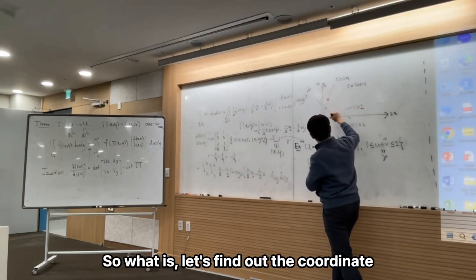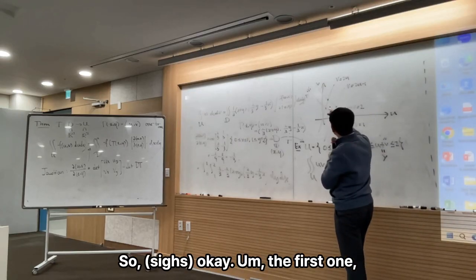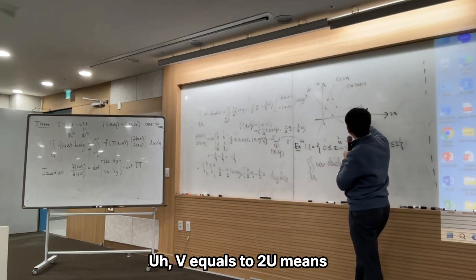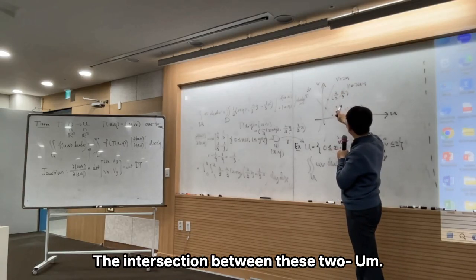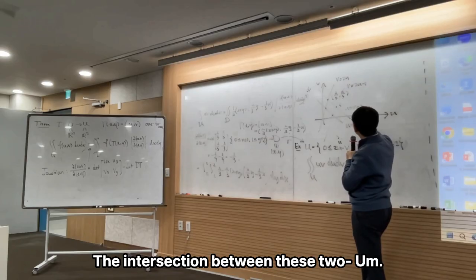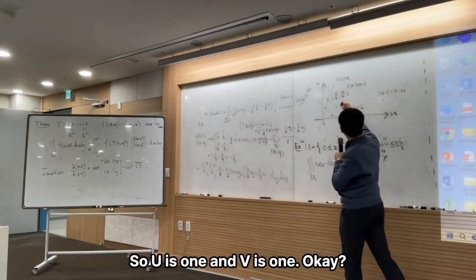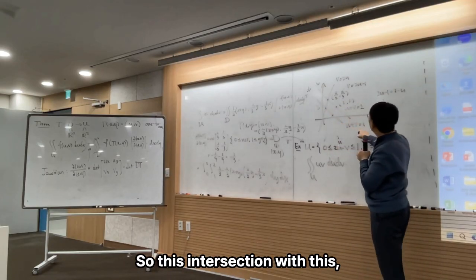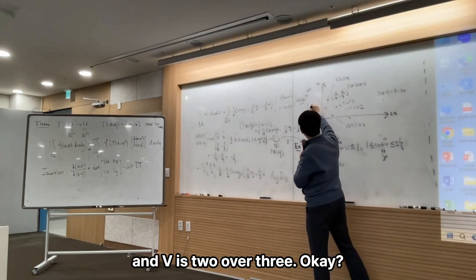So let's find the coordinates of all the intersections here. The first one: u plus v equals 2 and v equals 2u means u is 2/3 and v is 4/3. How about the intersection here? Between these two, 2u minus 1 equals 2 minus u, so u is 1 and v is 1. How about this one? This intersection gives u as 1/3 and v as 2/3.